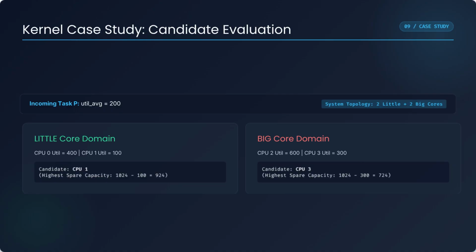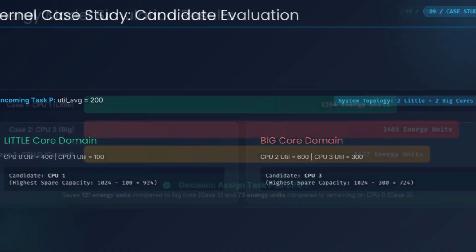Task P needs 200 units of utilization. The little domain has CPU 0 at 400 utilization and CPU 1 at 100. CPU 1, with far more spare capacity, becomes its candidate. The big domain has CPU 2 at 600 and CPU 3 at 300. CPU 3 becomes its candidate. At this point, EAS has narrowed the decision to two real candidates, CPU 1 and CPU 3, plus the option of simply leaving the task where it currently is.